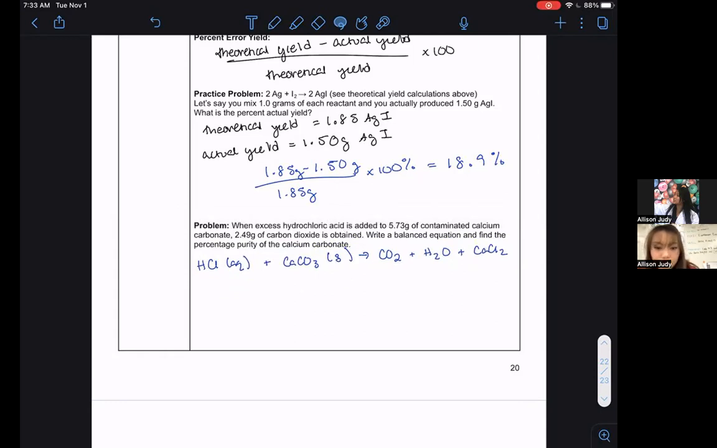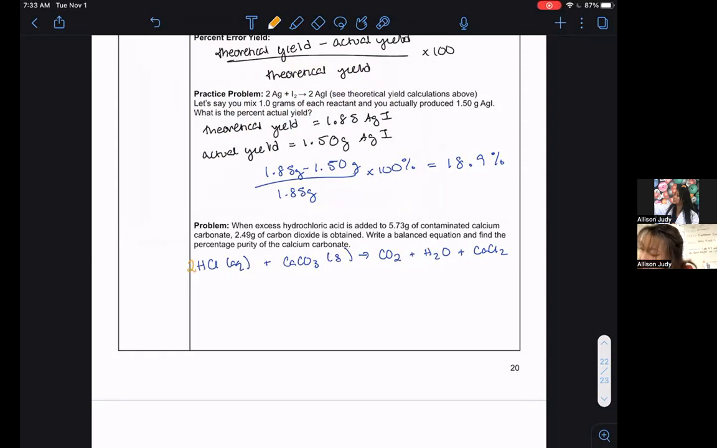So let's see, how do we balance this equation? Well, I have one calcium and one calcium. I need two carbons. So that means I got two hydrogens and I have three oxygens. Perfect. All I needed was a 2 in front of HCl to be balanced. Here we go. Okay. So that's my balanced equation.